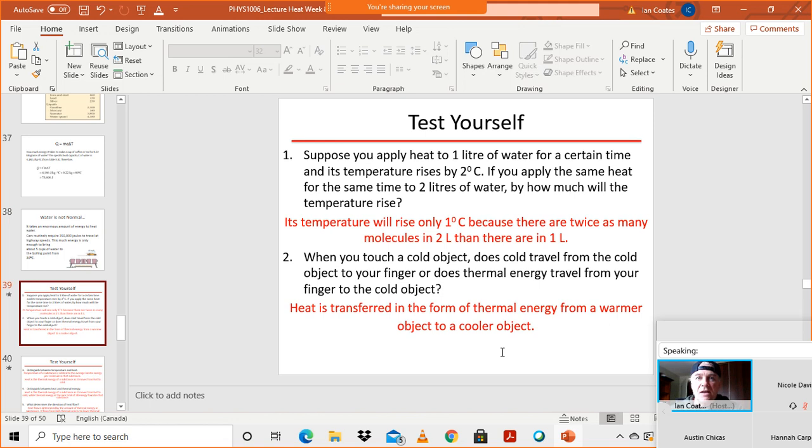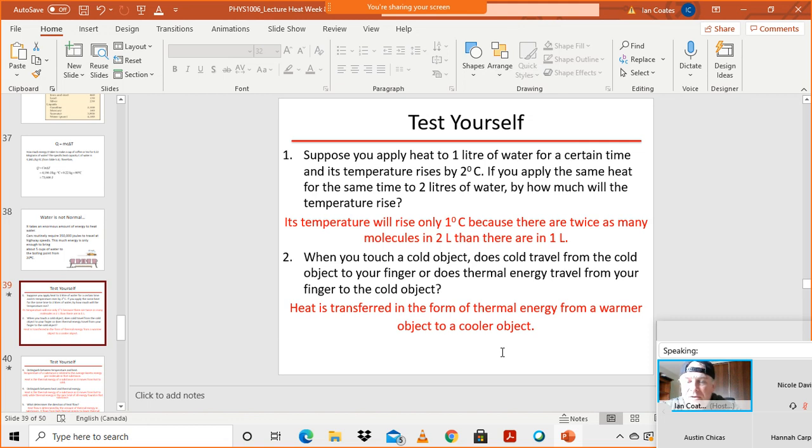Test yourself. Suppose you apply heat to 1 liter of water for a certain amount of time and its temperature rises by 2 degrees. If you apply the same heat for the same time to 2 liters of water, how much will the temperature rise? Well, if you double the amount, it's only going to rise by half, which in this case is 1 degree, because there's twice as many molecules to heat up. Hopefully that made sense, okay?